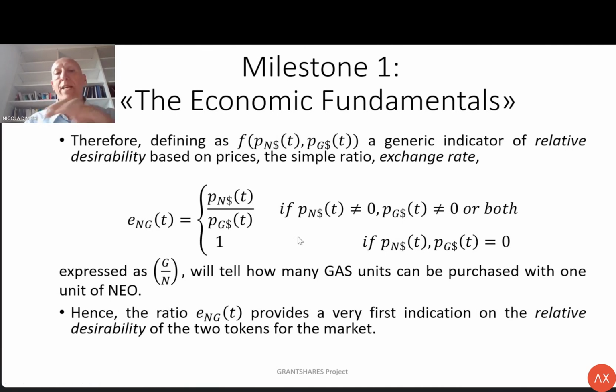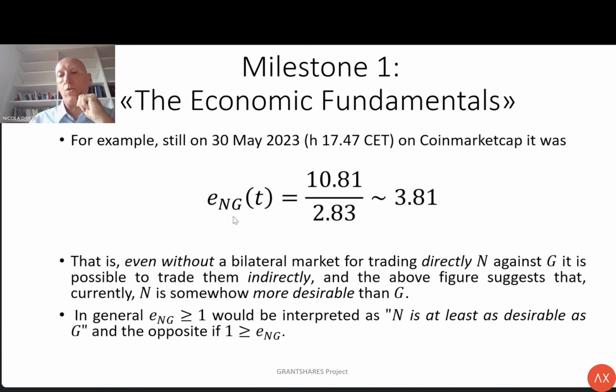Now, this can be defined even for those exchange nodes where there is no market to exchange N directly with G. So for a number of exchange nodes where you cannot buy NEO tokens directly with gas tokens and vice versa, you need to triangulate. And so this is always defined because it embodies a triangulation through dollars. But of course, you can also conceive the existence of a direct market N to G, which we'll mention briefly later on.